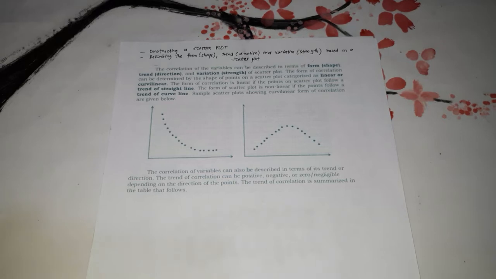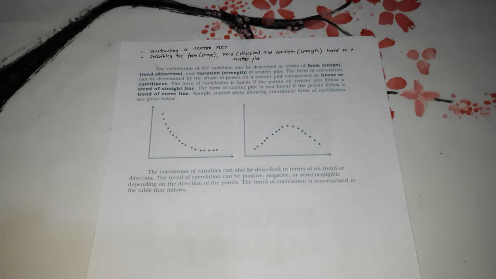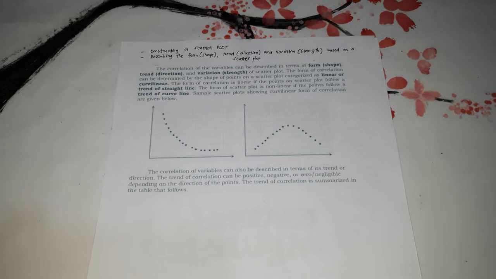So now we're going to talk about scatter plots. We're going to construct a scatter plot, and we're going to describe the form, the trend, the variation based on the scatter plot that we have constructed. So the scatter plot is a diagram in order for us to understand or to illustrate the relationship between two variables. So this is only applicable for bivariate data, wherein there would be two variables in the data.